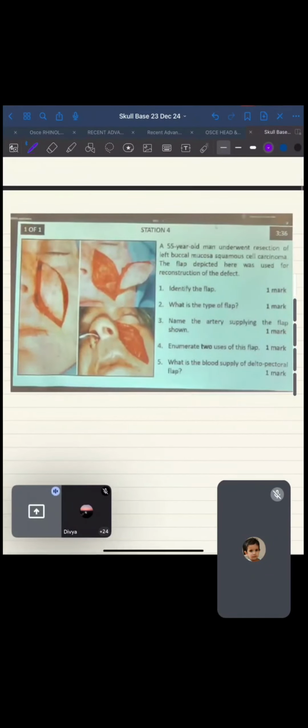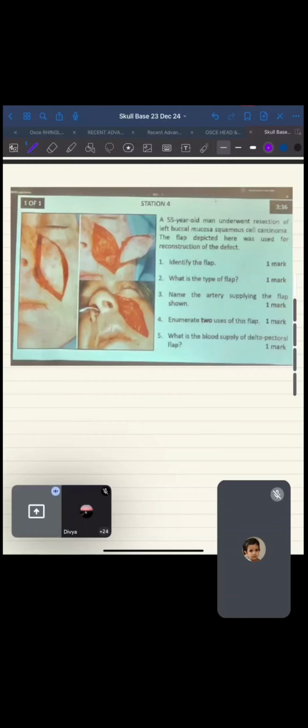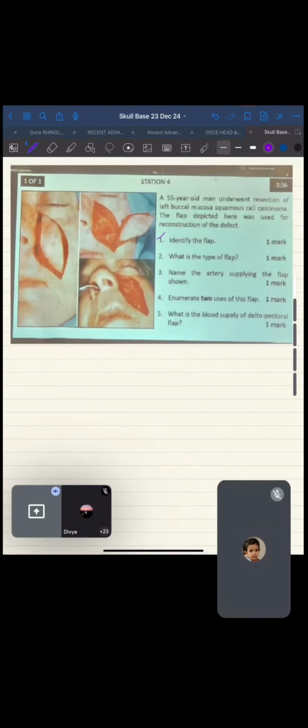Coming to the brother of this question, same year, last year's question. A 55-year-old man underwent resection of left buccal mucosa squamous cell carcinoma. The flap here is depicted. Identify the flap. Can I have the answer from anybody? Nasolabial. Okay, so it is an easy answer, nasolabial flap.